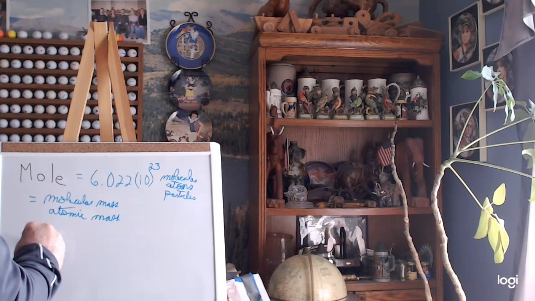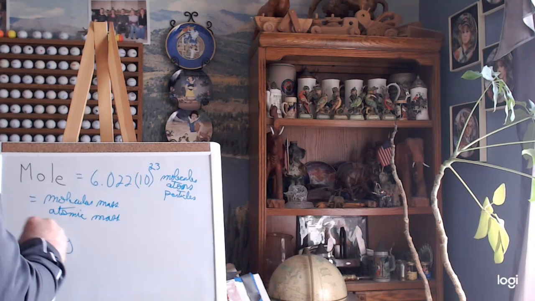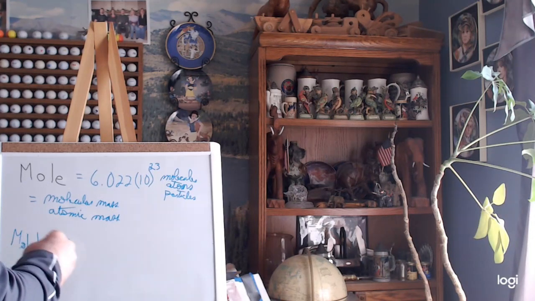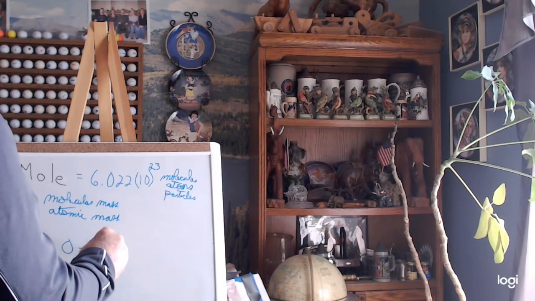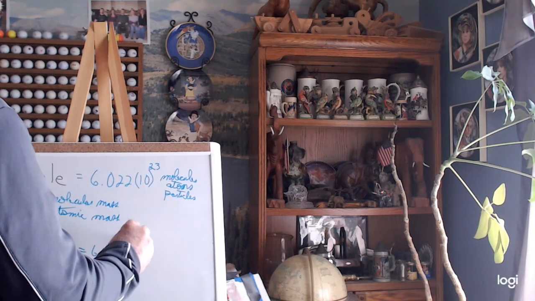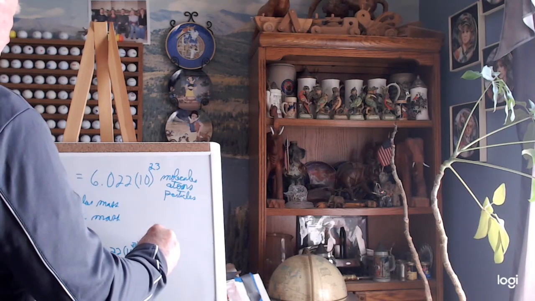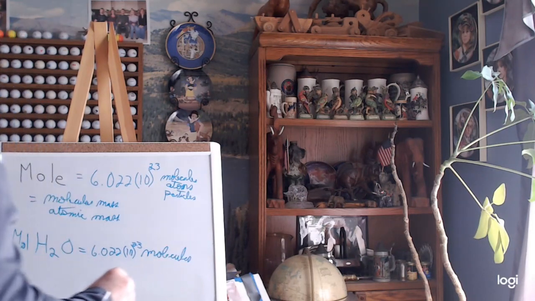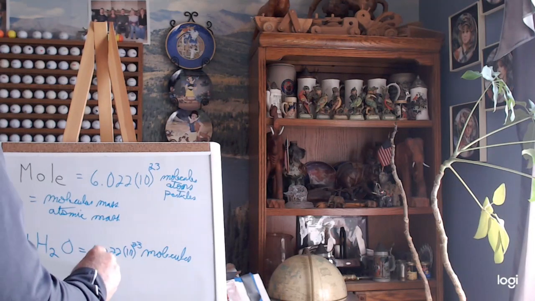Take a substance which is near and dear to my heart, you've seen many times, water. A mole, we'll shorten it to MOL, of water is equal to 6.022 times 10 to the 23rd. Because it's a molecule, we say molecules. And it's also equal to the mass in grams.